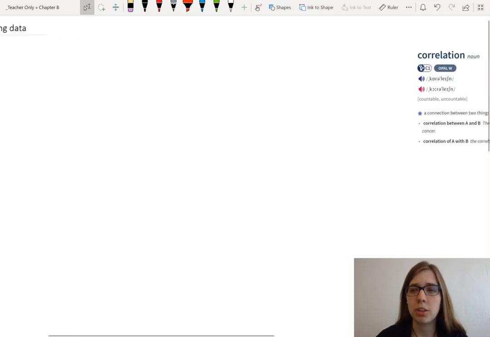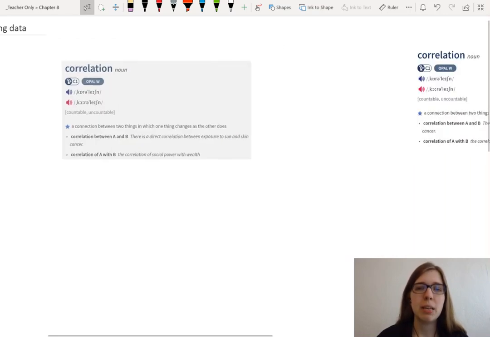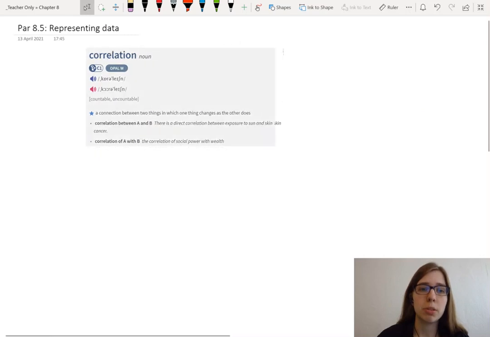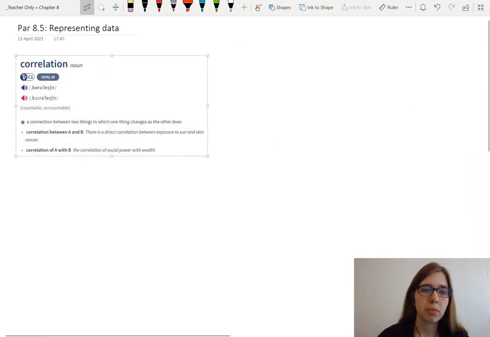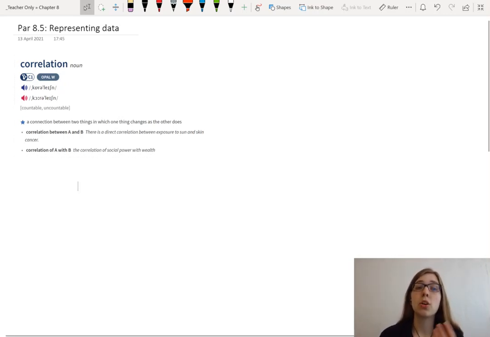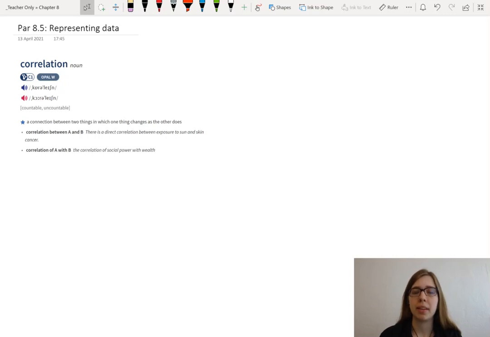What is a correlation? A correlation is basically any connection between two variables. For instance, we know there's a correlation between exposure to sun and skin cancer. And in this case, we even know that this is a causation. We know that exposure to sun causes skin cancer. But a correlation can be weaker than that.